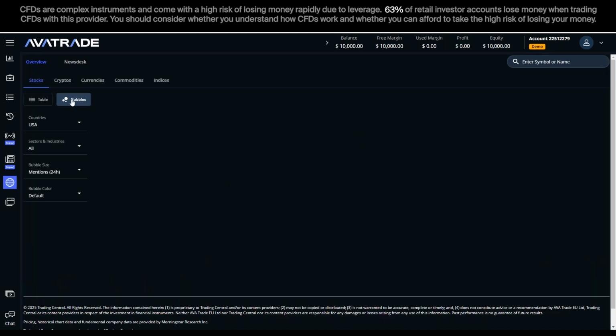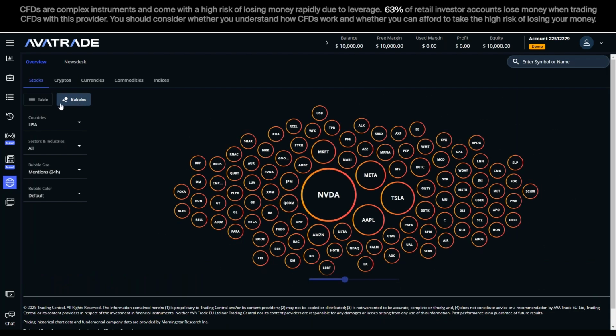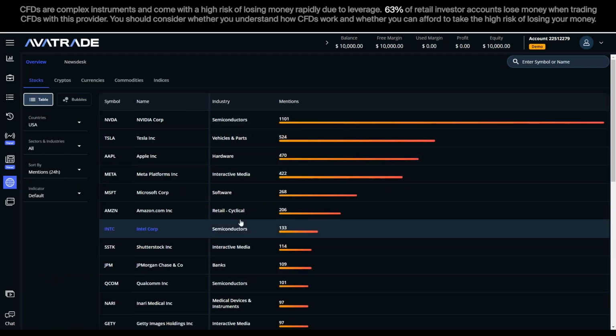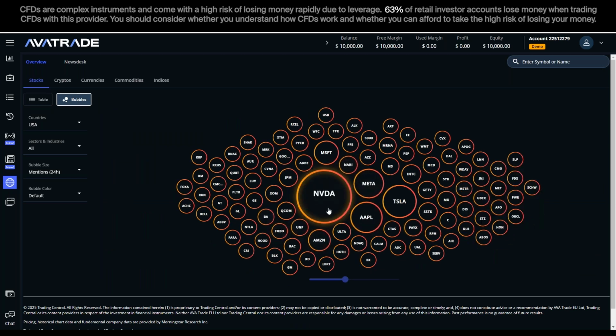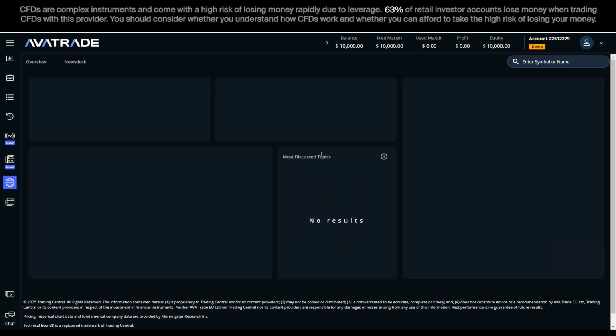Let's give it a moment. Yeah, they're called bubbles, and I can also shape it like a table, but I'd rather use the bubbles. Okay, and from those bubbles, I can choose. You see, I have here NVIDIA, Facebook, Microsoft, Tesla, Amazon, and so much more. If I go with what's in the middle, we'll go with NVIDIA.